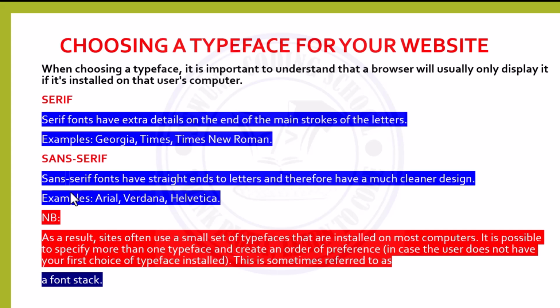We explained that serif has extra details at the end, and examples of text that is serif in nature are Georgia and Times New Roman. Those are the popular ones. We have a lot, but these are the popular ones, and they are very popular even in MS Word.